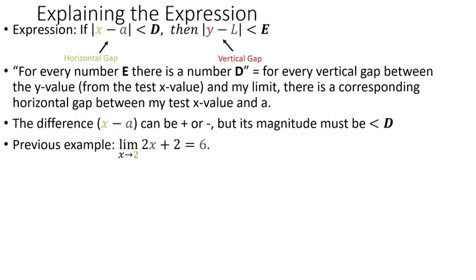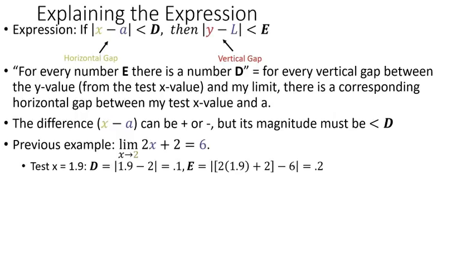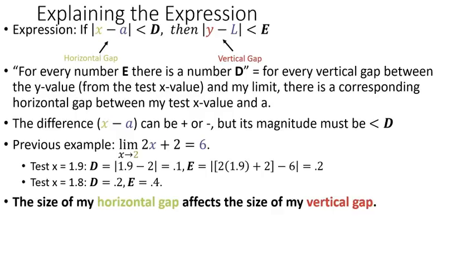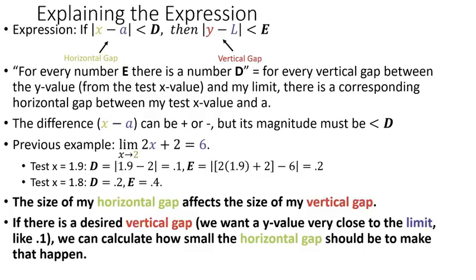Let's look at the previous example. If I test x equals 1.9, I'm going to have a horizontal gap magnitude of 0.1. Now, when I plug in 1.9 and find my y value, I find that it's 0.2 away from my limit. If I test a different x value, I have a different horizontal gap, and when I plug it in, I'm going to find a different vertical gap as well. The size of my horizontal gap affects the size of my vertical gap. If there is a desired vertical gap, we can calculate how small the horizontal gap should be to make that happen.